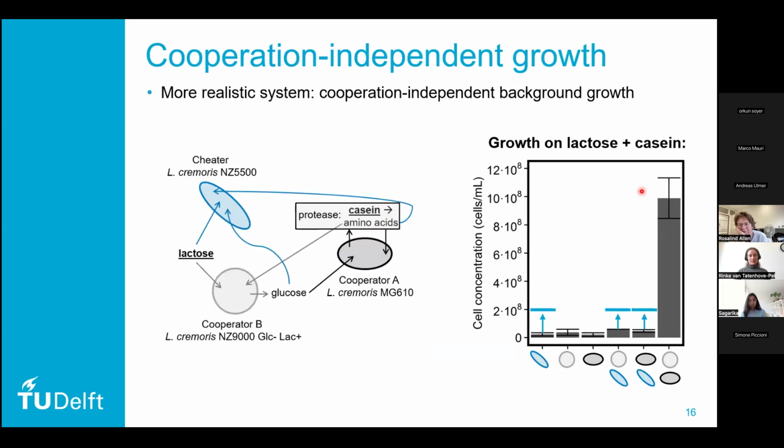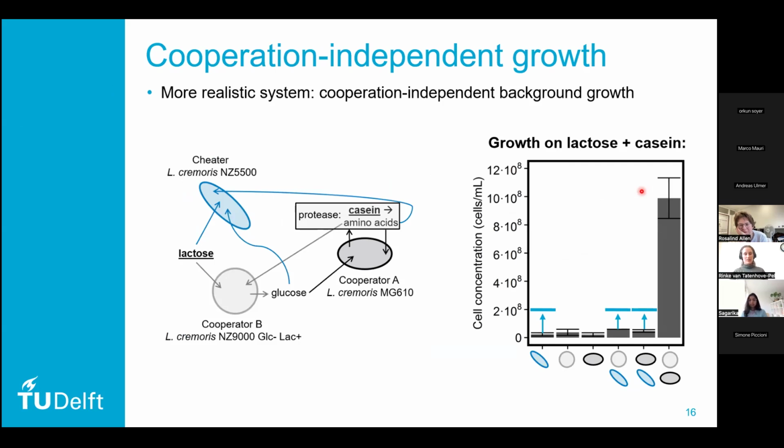But we also realized that the system we looked at was quite simple. In a way, it was really on or off. They don't grow at all when they are on their own. When they are together, they boom, growing to the max. So we thought, well, it's probably more realistic to have a bit of cooperation-independent background growth. That's what we call it.